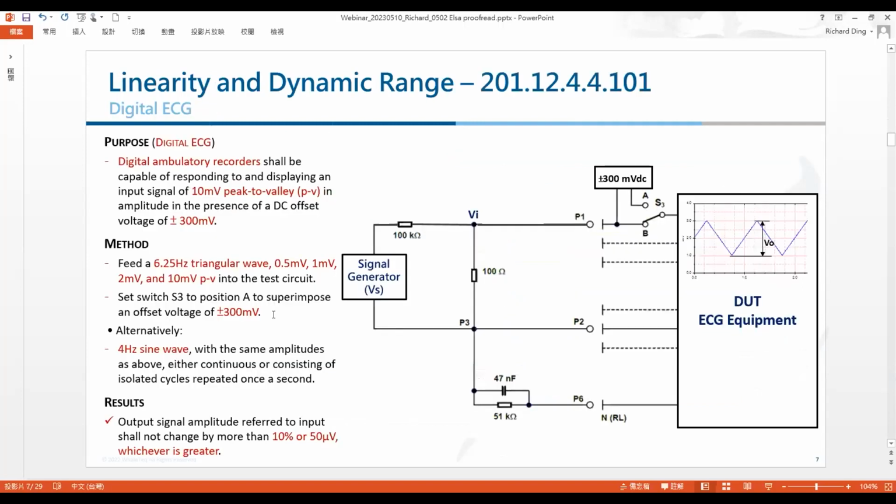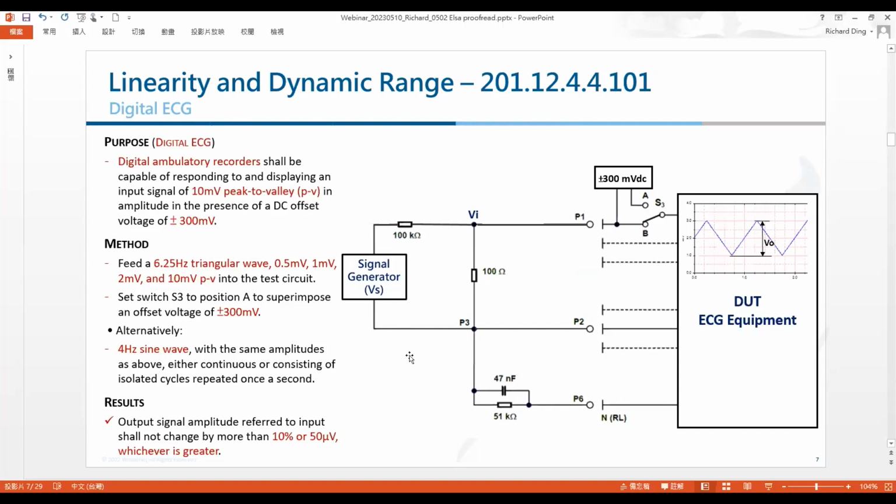Then I'll take 2 examples of the test items here. The first one is the linearity dynamic range. As I just said, this is amplitude related. You can see the test circuit is like this one. This is a general test circuit. That means all test items must use this test circuit except the CMR and the system noise. So except the noise testing, all the tests must use this test circuit here.